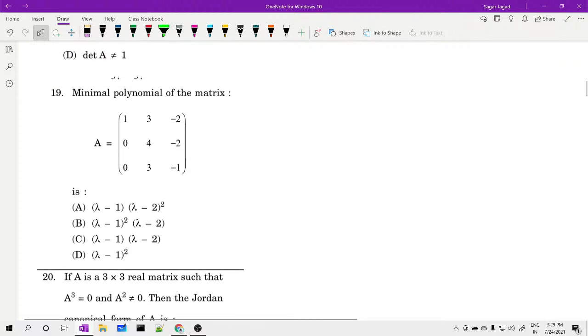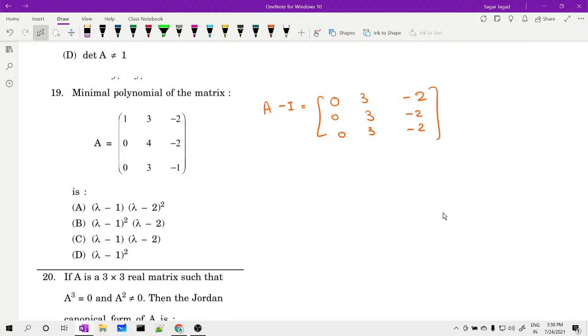Okay, so what we can do is we can try one of the options. Suppose I consider A minus I, so what is it? A minus I is 0 3 minus 2, 0 0 3, 3 minus 2 and minus 2, correct? Okay.